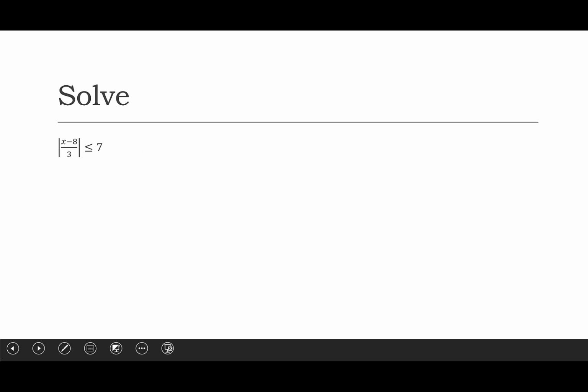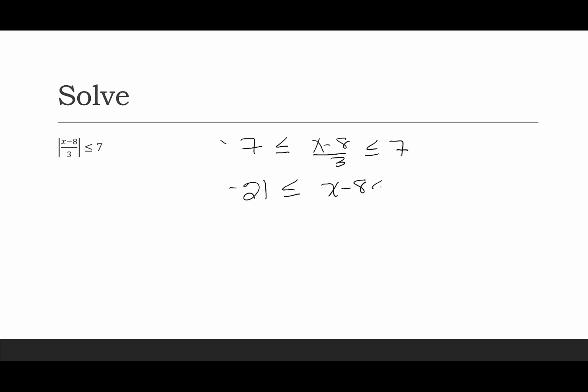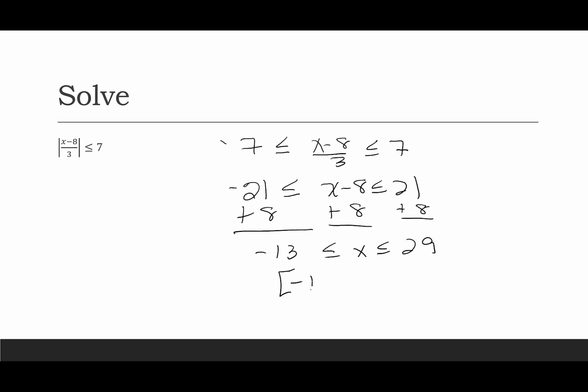The next one says the absolute value of x minus 8 over 3 is less than or equal to 7. So I'm going to write negative 7 is less than or equal to x minus 8 over 3, which is less than or equal to 7. I'm going to multiply everything by 3. So 3 times negative 7 is negative 21, less than or equal to x minus 8, which is less than or equal to 21. I'm going to add 8 everywhere. Negative 21 plus 8 is negative 13, less than or equal to x, which is less than or equal to 29. So I have a square bracket, negative 13, and a square bracket at 29.